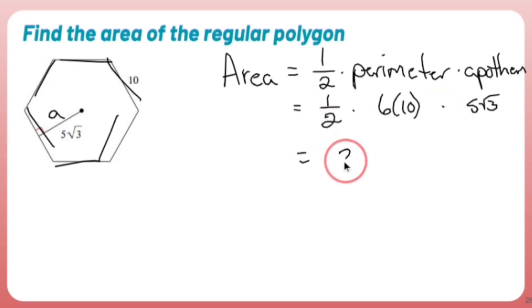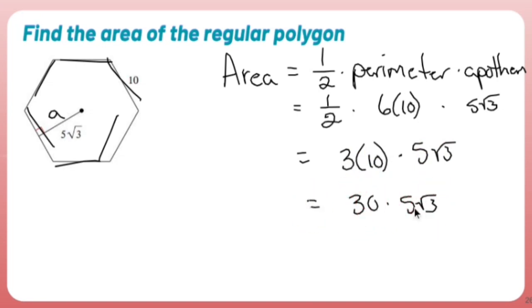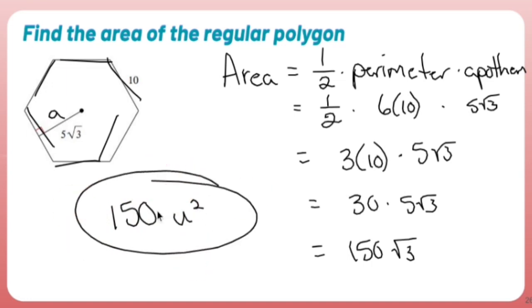1/2 times 6 is 3. So I have 3 times 10 times 5√3. 3 times 10 is 30. So 30 times 5√3 is going to be 150√3. I don't have any units, so I could say units squared. All right, so that's how you do it. √3. Can't forget √3. Ooh, that was a close one.